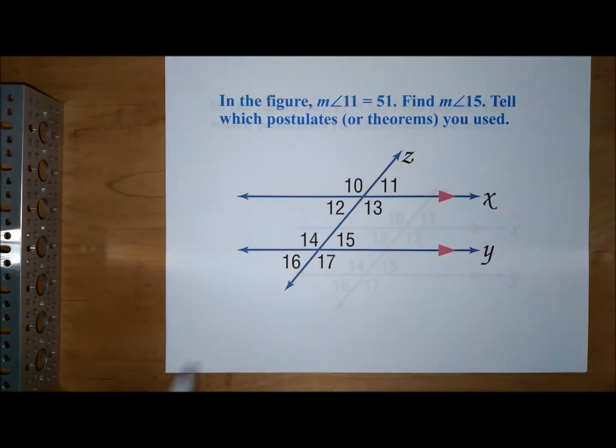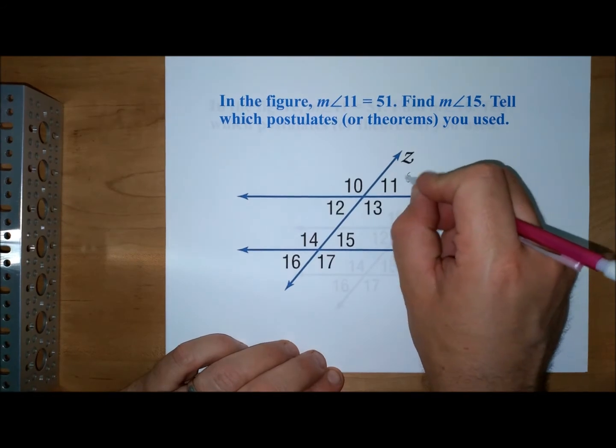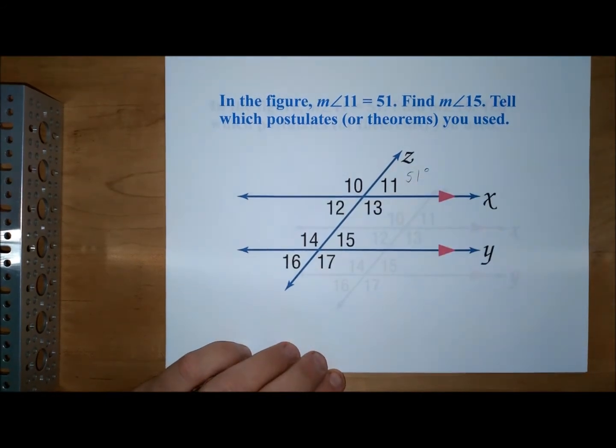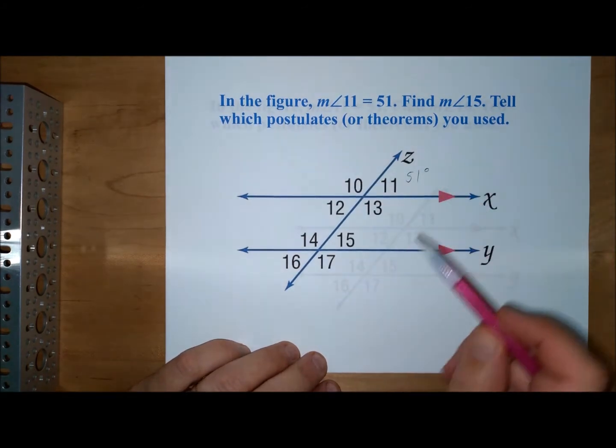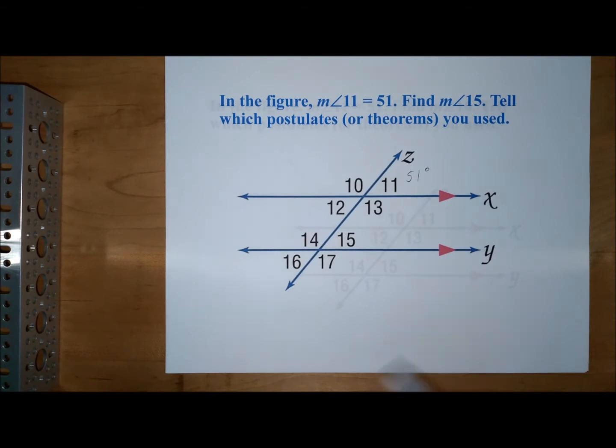All right, here in this figure, they tell us the measure of angle 11 is 51 degrees. So I'm going to go ahead and mark that. This is our angle 11, 51 degrees in there. They want us to find the measure of angle 15 and tell which postulates or theorems you used. Basically, find angle 15 and tell us how you know.